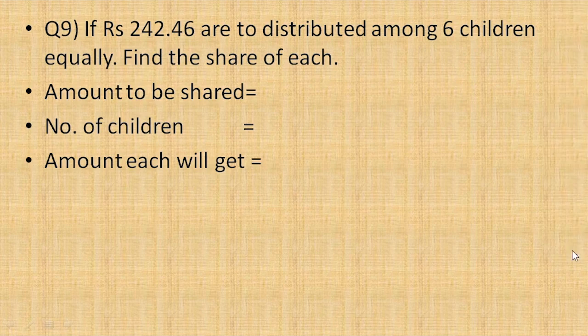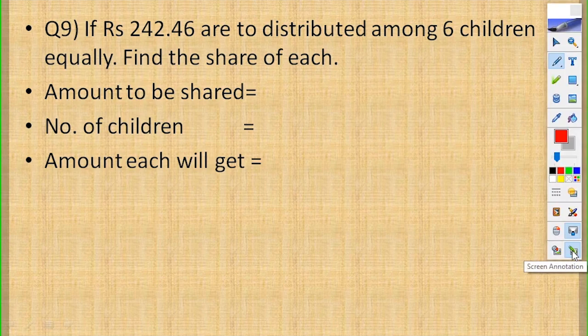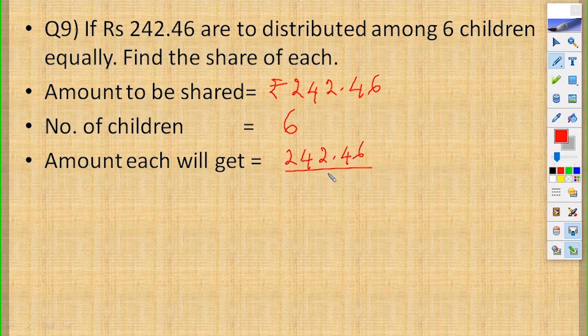Now, if rupees 242.46 are to be distributed among 6 children equally, find the share of each. What is the first statement? Amount to be shared is rupees 242.46. Number of children is 6. Amount they will each get. Again, it is 242.46 divided by 6. So, here your denominator is a whole number.